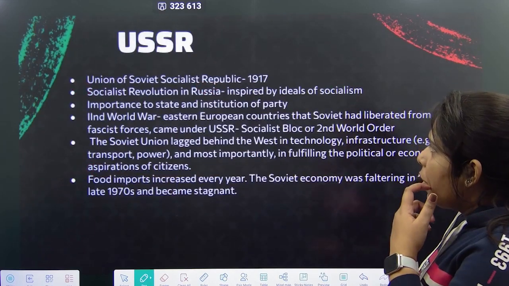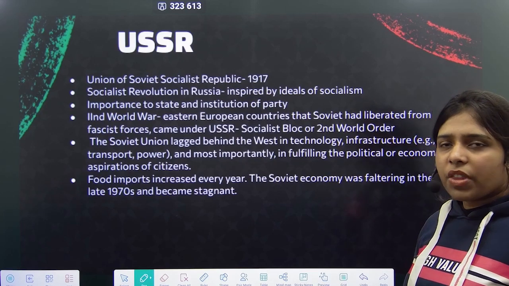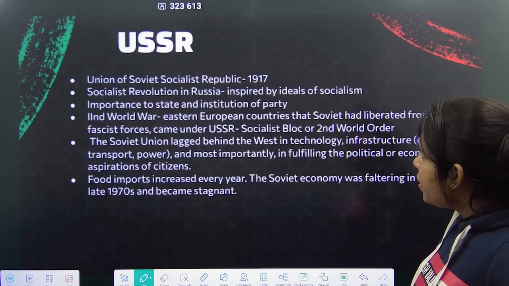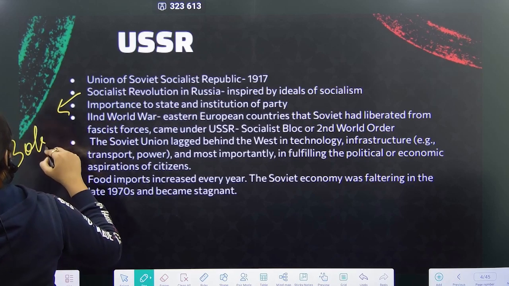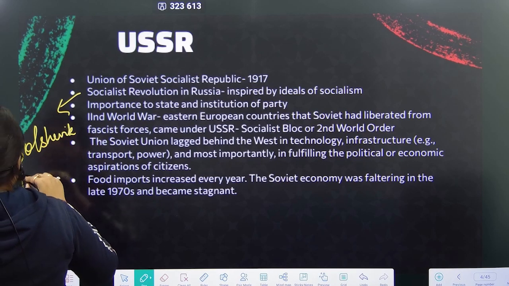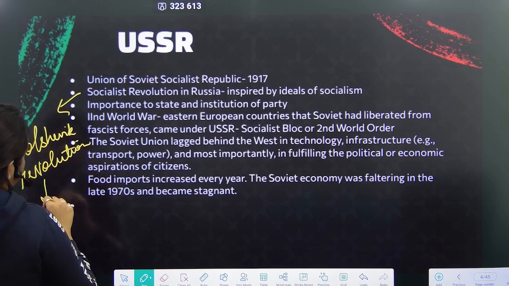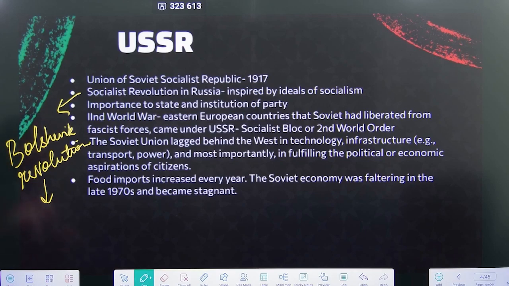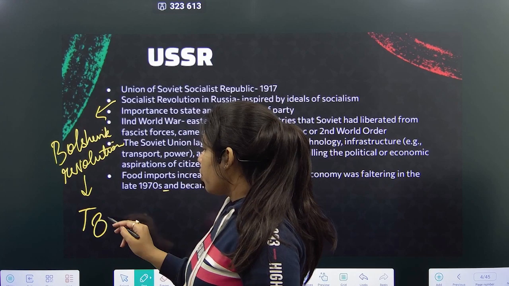See, the USSR, or Union of Soviet Socialist Republics, was created in 1917. Okay. Socialist revolution in Russia happened. Socialist revolution can also be called the Bolshevik revolution. Now please understand how this socialist revolution during and after World War One led to another clash between the capitalist and the communist ideologies. See, what happened is that this Bolshevik revolution was actually to replace the Tsar from his position.